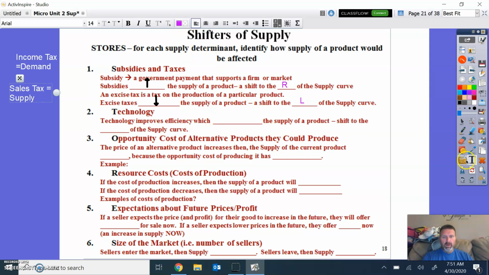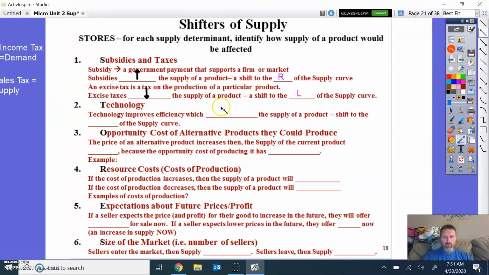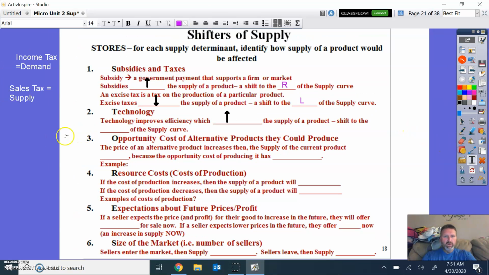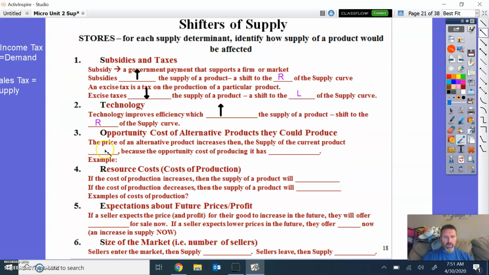Technology improves efficiency, which ought to increase the supply of the product, moving that curve to the right. Opportunity cost. If the price of an alternative product increases, then the supply of the current product, remember, is going to go down.